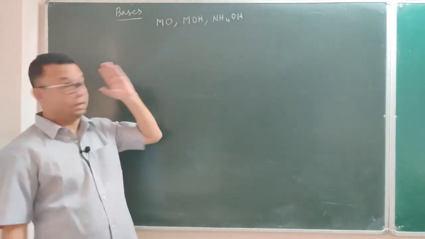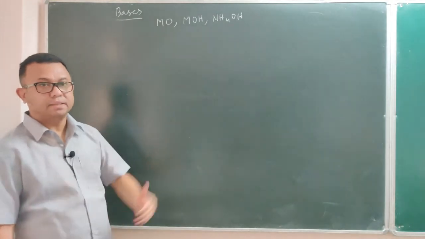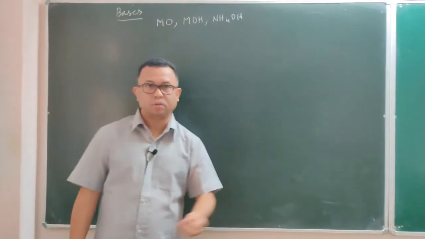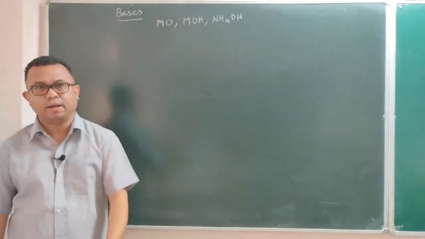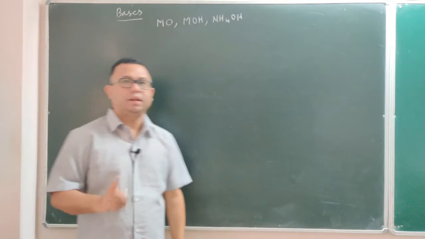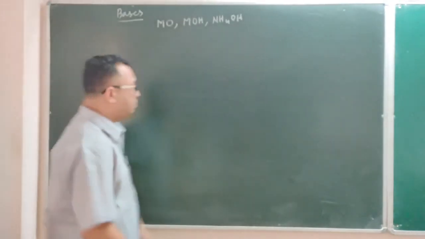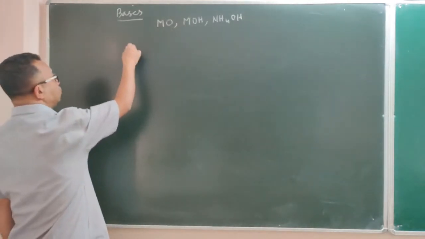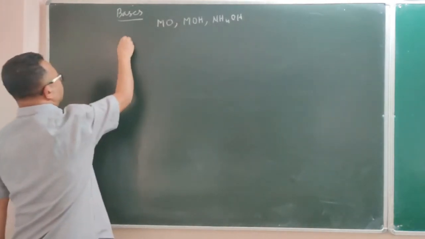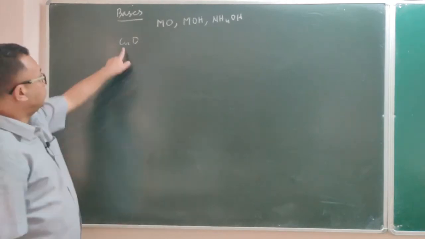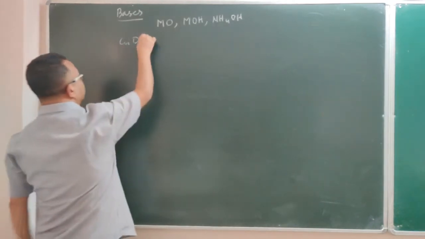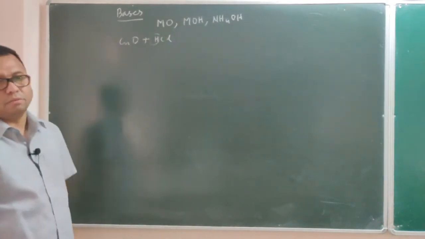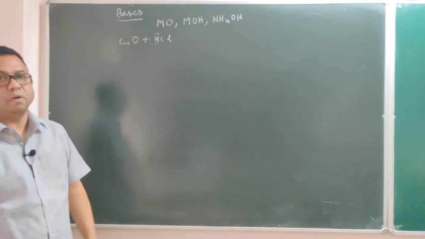Again, for the last time, what is a base? Bases are metallic oxide or metallic hydroxide or ammonium hydroxide, which reacts with the hydronium ion of an acid to produce salt and water only. That means if something is considered a base, let me go with any metallic oxide, copper oxide. It must react with an acid, that is, the hydronium ion of an acid.